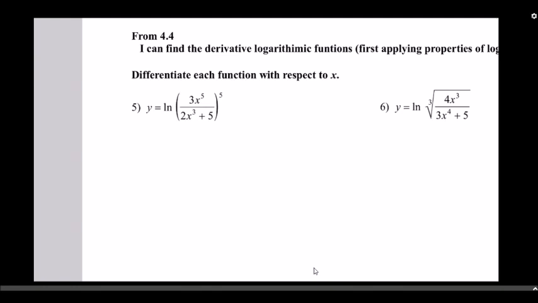For question 5, these 5 and 6 rather come from section 4.4, where we're not just finding the derivative of a logarithmic function, but we're also applying properties of logarithms before finding a derivative.